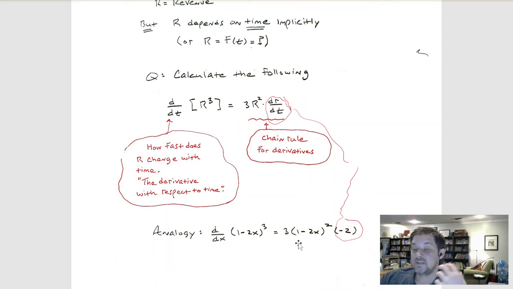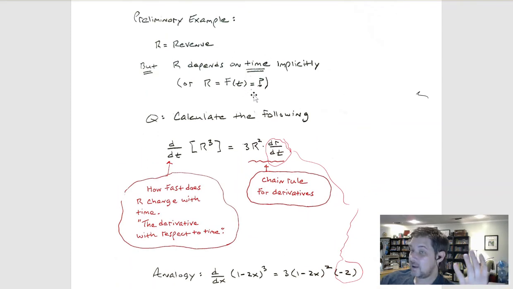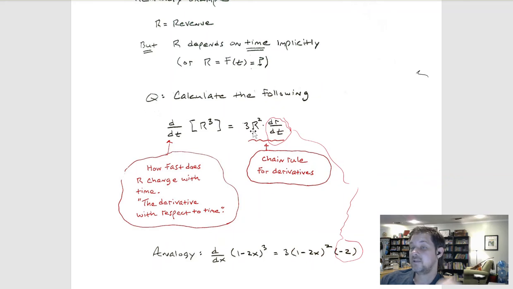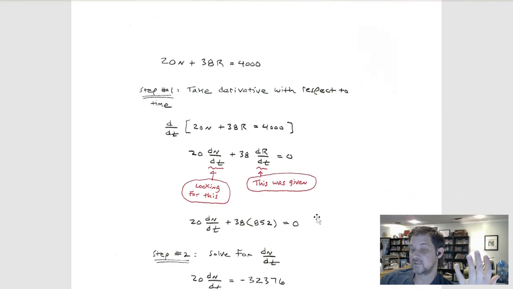Well, because it's the chain rule. R is not just a variable with no ties to anything else. R depends on time, okay? So that's why I had to follow it like that. I wrote the derivative of r to the third power. By the rule, it's 3r squared, but I had to multiply it immediately times dr over dt. The reason is just the chain rule, okay?